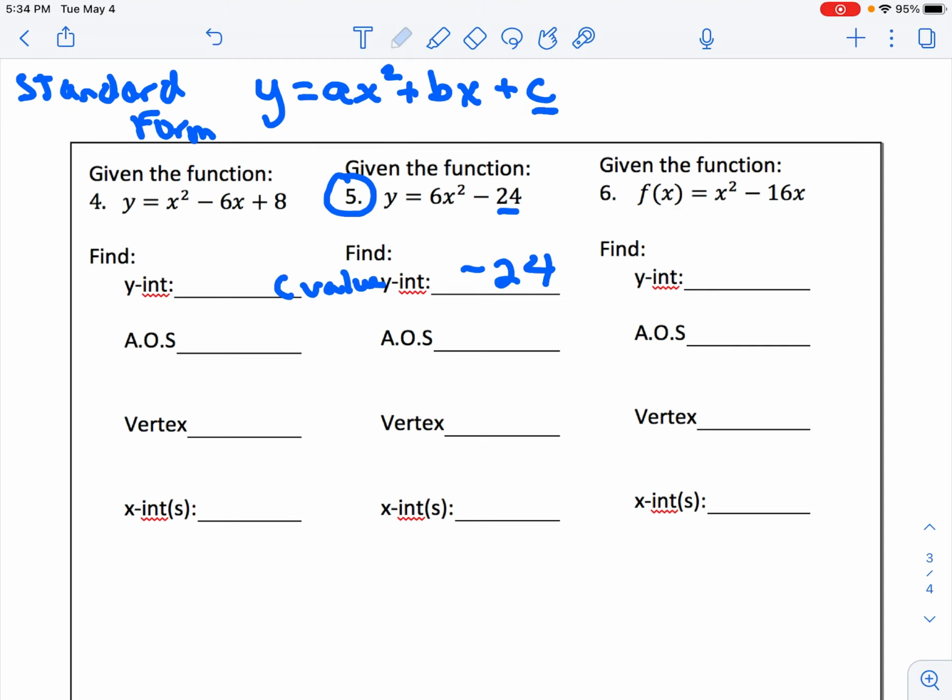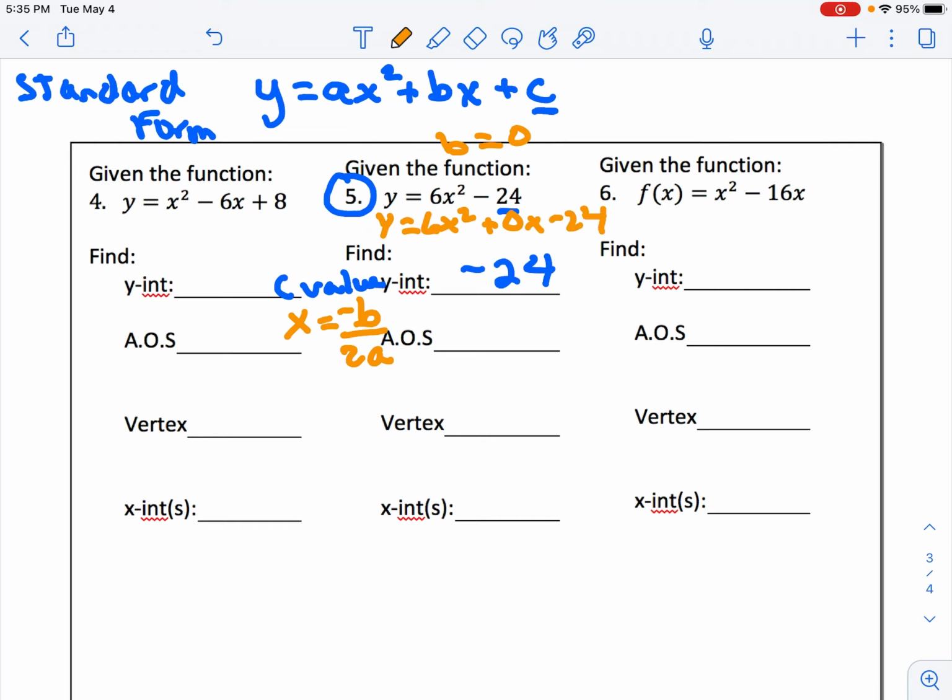The axis of symmetry is the equation of the line. And the formula for finding the axis of symmetry equation is x equals the opposite of b divided by 2 times a. Your a value is the number in front of x squared. Your b value is the number in front of x to the first. This equation doesn't have an x to the first because your b value is 0. So in this case, my b is equal to 0 because this could say y equals 6x squared plus 0x minus 24. So my b is 0.